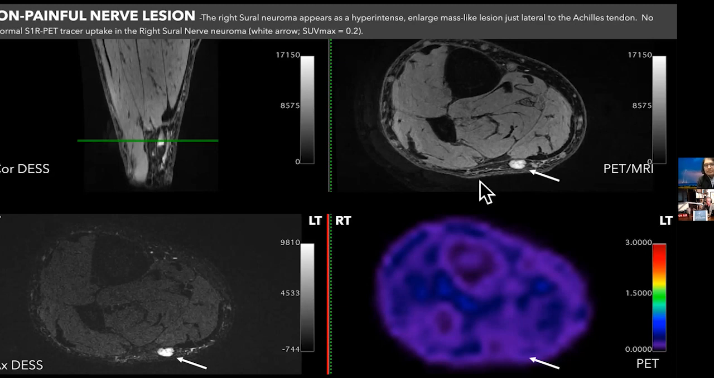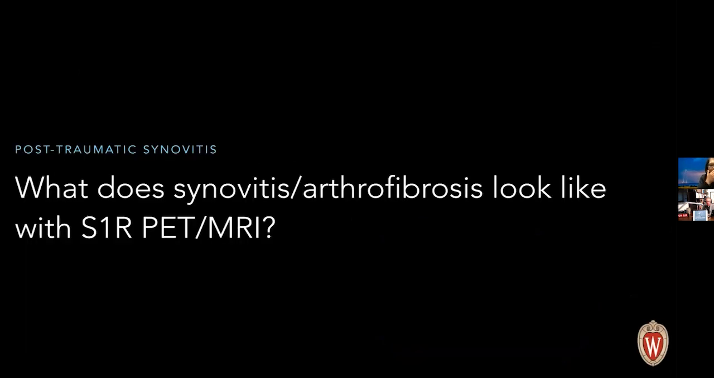I think this case shows the power of this imaging, right, very apparently. Yeah, thanks. Yeah, I'm excited. Shall I show some other cases? Absolutely. Oh, okay.